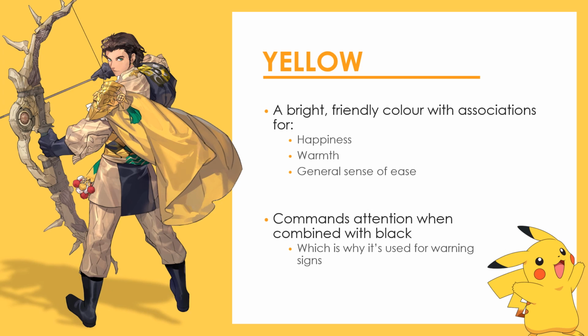Then we have yellow, another primary colour, which is associated again with happiness and warmth. It has a lot of the same connotations as orange, and a lot of the times, like even here, I've used an orangey yellow rather than just a yellow or an orange. When it's combined with black, it commands a lot of attention, as you can see here with Pikachu and Claude, and it's also why you see it on warning signs, because it's got that good contrast.